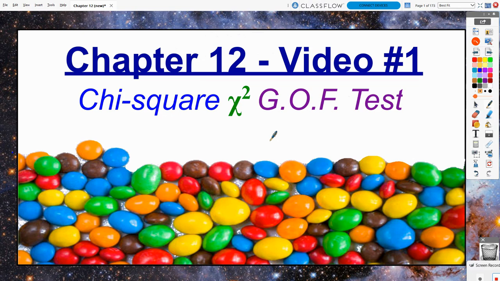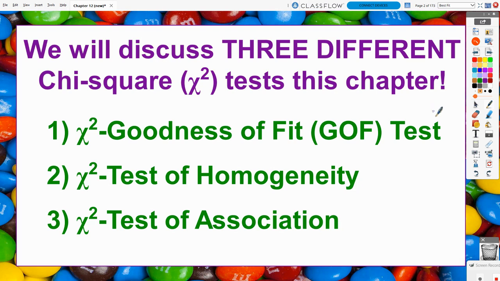Chapter 12, Video 1. We are going to be discussing chi-square distributions this chapter. Now, overall, there are three different types of chi-square tests that we're going to do this chapter. Video 1 is going to start off with a goodness of fit test. Video 2 is going to go through a test of homogeneity. And video number 3 is going to go through a chi-square test of association.